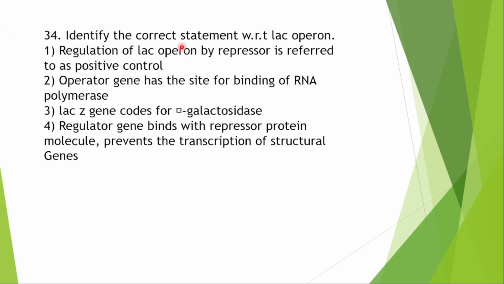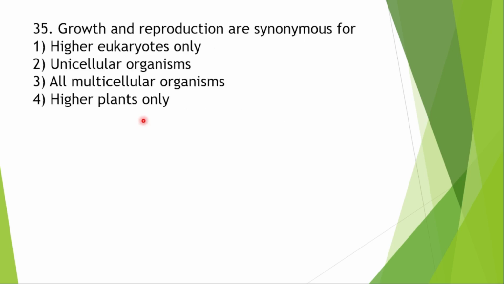34. Identify the correct statement with respect to the lac operon. Regulation of lac operon by repressor is referred to as positive control. Operator gene has the site for the binding of RNA polymerase. 3. LacZ gene codes for beta galactosidase. And then fourth one, regulatory gene binds with repressor protein molecule, prevents the transcription of structural gene. So here the correct statement is lacZ gene codes for beta galactosidase.